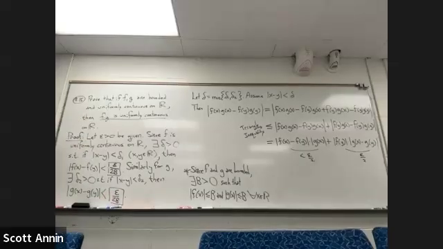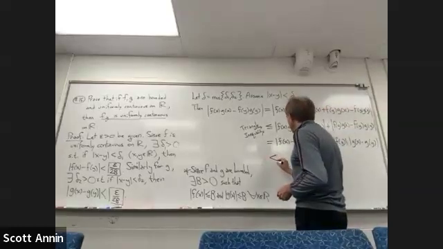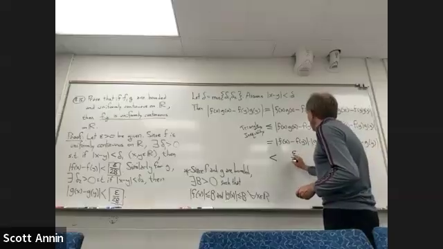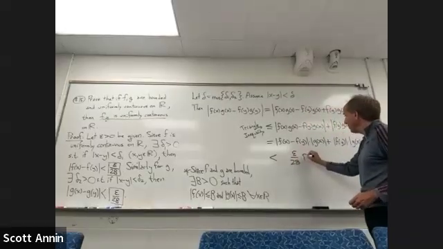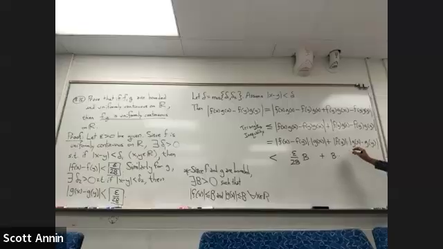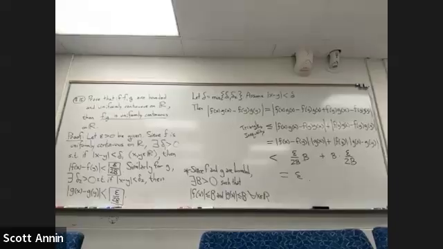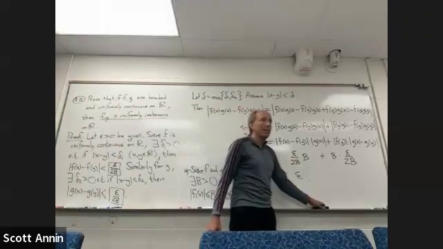All right, let's try it. I'm going to do the same thing for both boxes, and now I'm going to come back over here and just work it out. So this is going to be less than epsilon over 2B times B plus B times epsilon over 2B. If I clean that up, it just comes out to epsilon. That's it. So if two functions are bounded and uniformly continuous on R, then their product is uniformly continuous on R. Make sense?